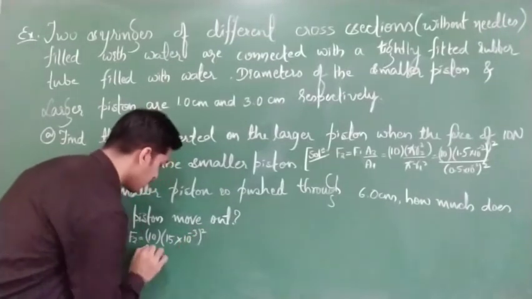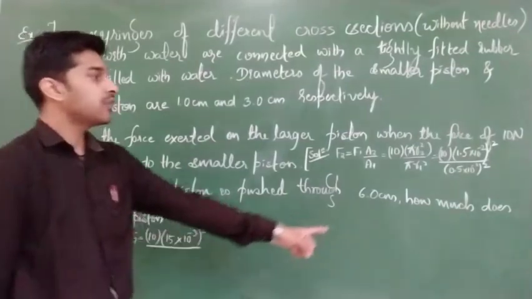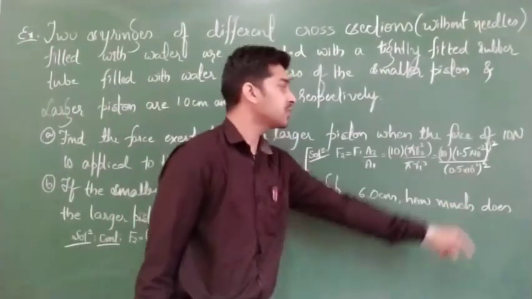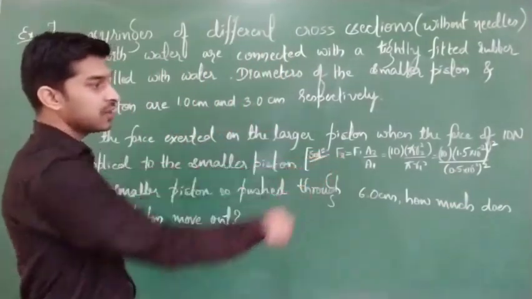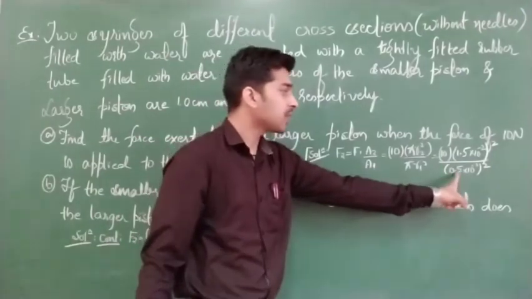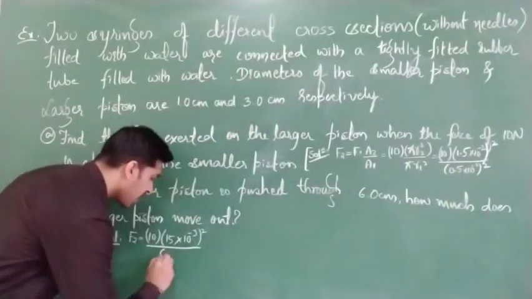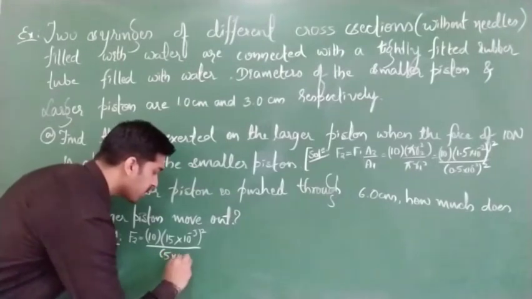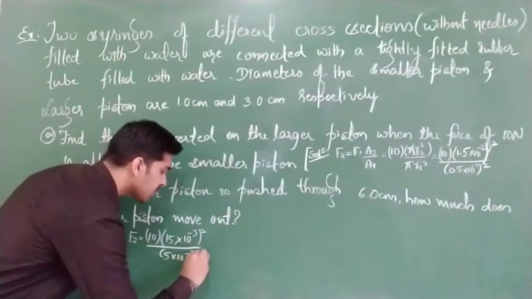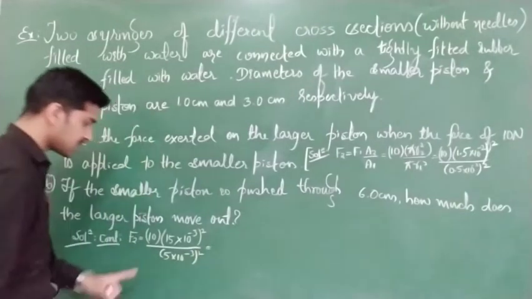Divided by, here what you are having? 0.5 into 10 to the power of minus 2. Again shift that decimal, make this as 5. Okay, better make it as 5. 5 into 10 to the power of minus 3 whole square. Now proceed for this step.